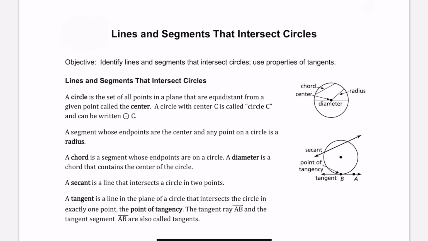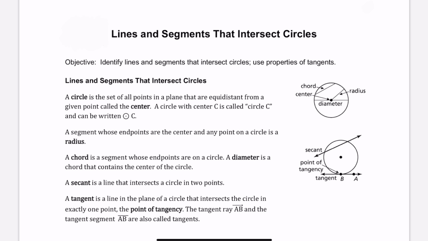A circle is the set of all points in a plane that are equally distant from a given point called the center. A circle with center C is called circle C and can be written with a circle symbol with a little dot inside and a C. Everywhere I make a line between the center and the edge of the circle is equally distant. That is the radius, the length from the center to any point on the outside edge of the circle.